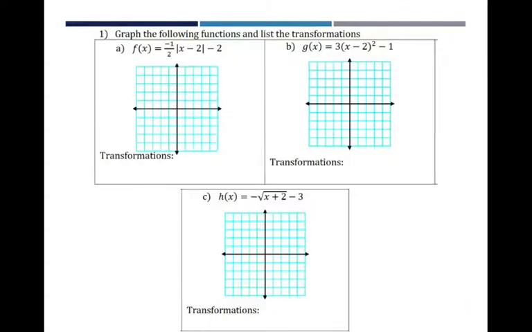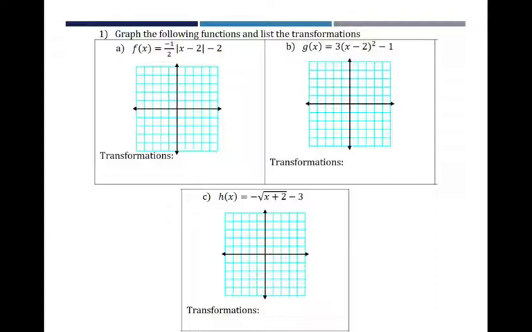So the first thing we're going to be doing is graphing functions and their transformations. For letter A, I have f of x equals negative 1/2 absolute value of x minus 2 minus 2. So the first thing you want to do is list our transformations because that's going to help us create the graph.